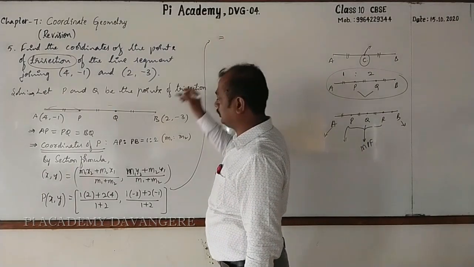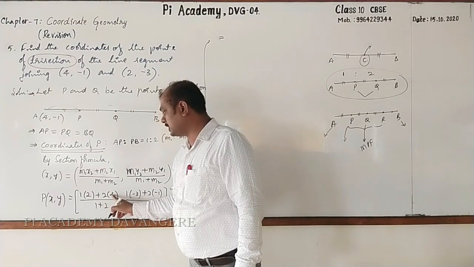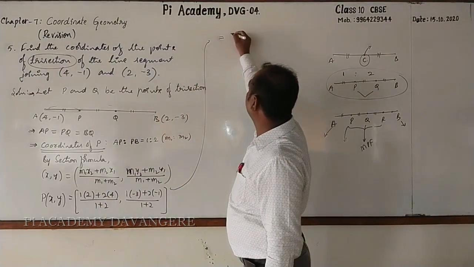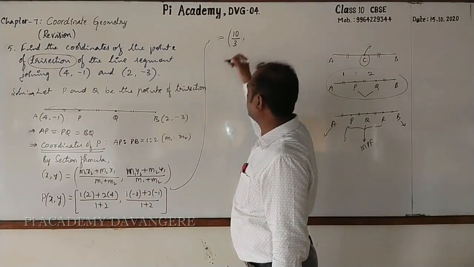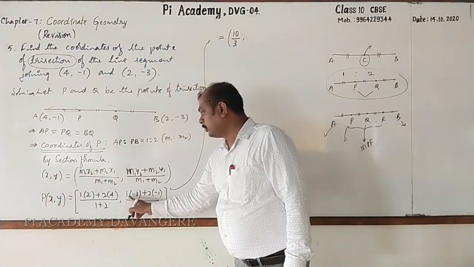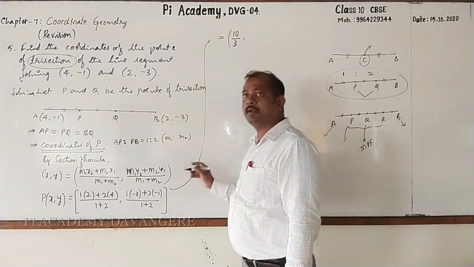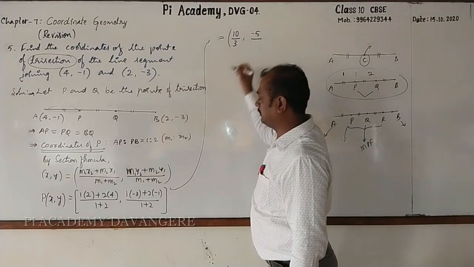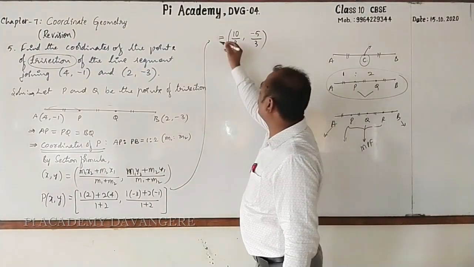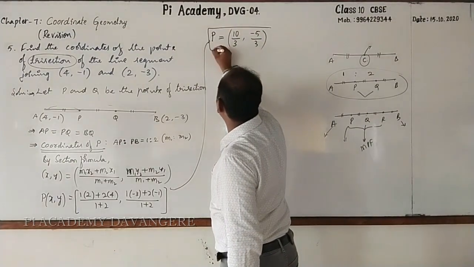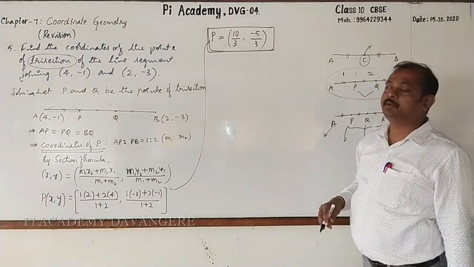Go on writing with me. This is equal to: 1 2s are 2, 2 4s are 8, 8 plus 2 is 10. It is 10 by 1 plus 2, this is 3. Here 1 into -2 is -2, 2 into -1 is -2. -2 -1... -3 -2 is -5 by 1 plus 2, this is 3. So the coordinates of the point P are 10 by 3, -5 by 3.